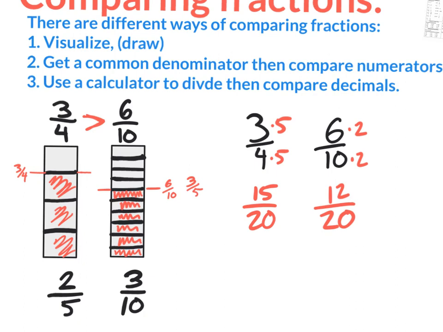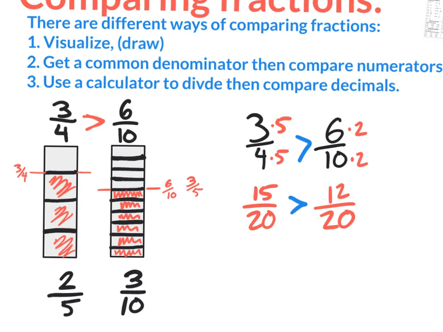Now that I have a common denominator, I could clearly see that 15 is bigger than 12. Once again, once I have that common denominator, whether it's 20 or 15 or whatever that denominator is, as long as they're the same, I'll be able to look at the numerators and see which one's bigger. Just compare numerators. So right off the bat right here, I know that 15 is greater than 12. So I know that the original 3/4 is greater than 6/10. So this is a second method of comparing fractions. I really like this method, and especially because you get practice on finding your LCD, your lowest common denominator.